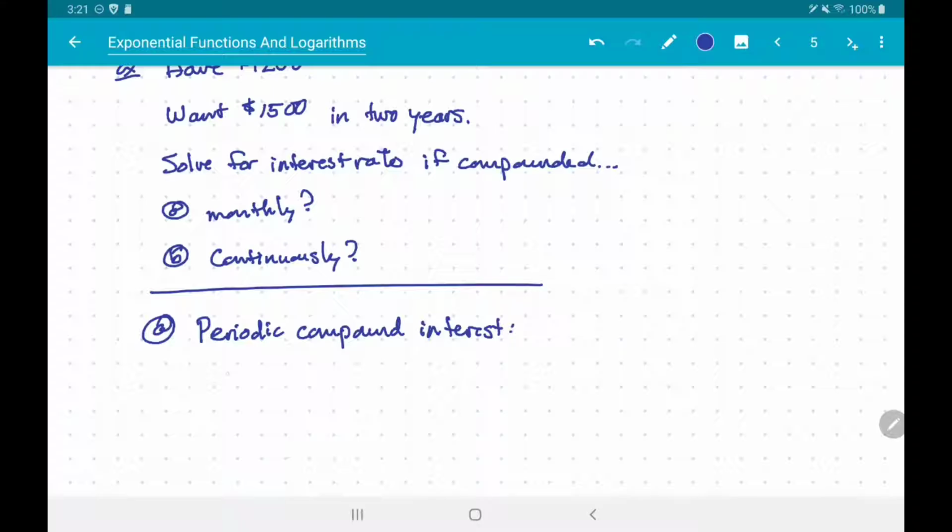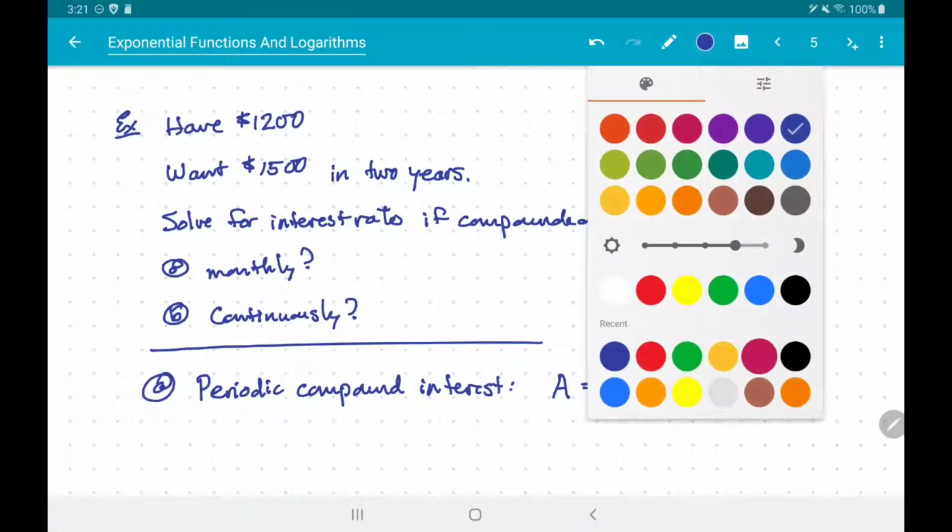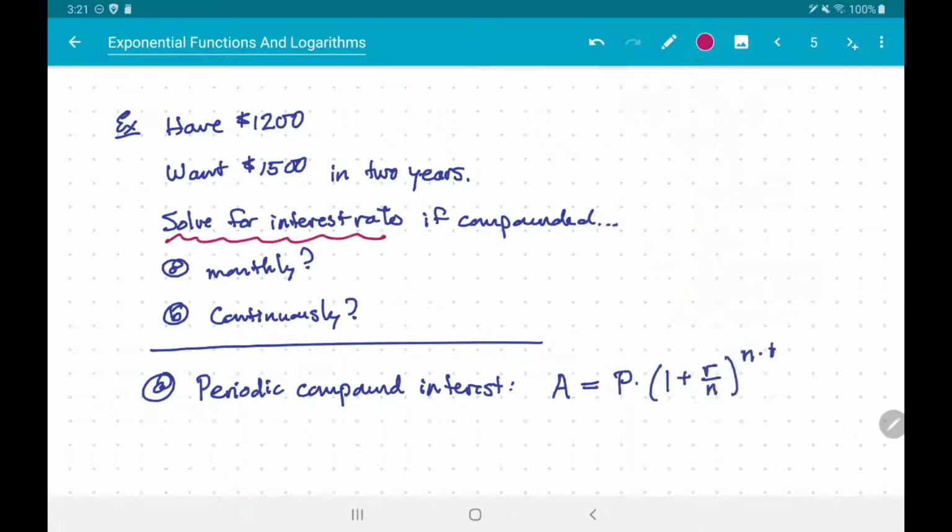Do you remember what that is? Yep, it should be A equals principal P times 1 plus interest rate over n compounding periods, to the power n times t. That's periodic compound interest. Now, if you look back through the problem, we've got several pieces of information. So one thing is it says, for example, solve for the interest rate. Do you remember which symbol that is?